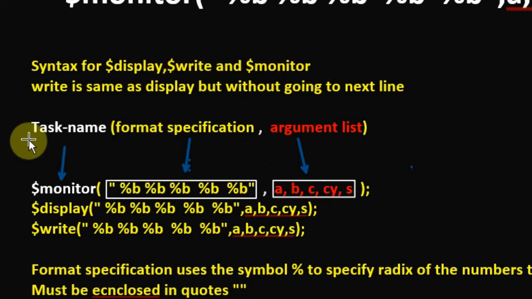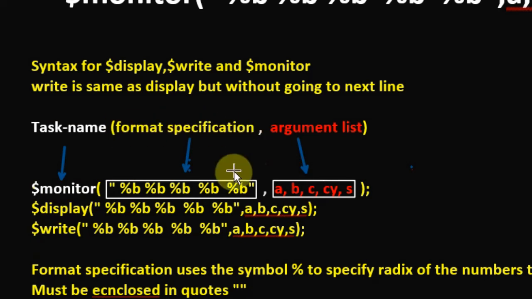So this is the syntax. We have to start with the task name. The task name may be either display or write, or it may be monitor. Then comes the format specification. Then we give a comma, and finally we give the argument list. Now let us try to understand this syntax with the help of an example. Say the task name is monitor. As I told you, it can be either monitor or display, or it can be write also. So it can be any of these three task names. Then comes the format specification.